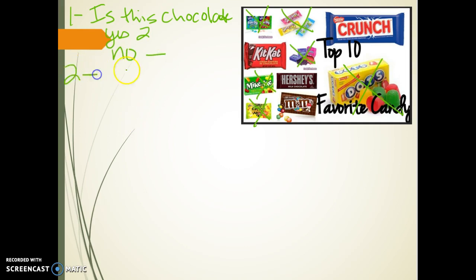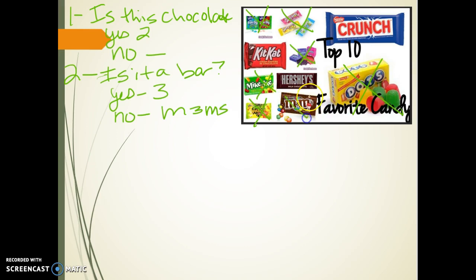So step 2, now that we are looking at only the ones that are chocolate, we've got Crunch, Kit Kat, Hershey's, or M&M's. Is there a characteristic that some of these are and some of these are not? The one that comes to my mind as I look at these is, is it a bar? Question mark. If it's yes, go to step 3. If it's no, it's M&M's. We have identified M&M's specifically. The other 3 are bars.